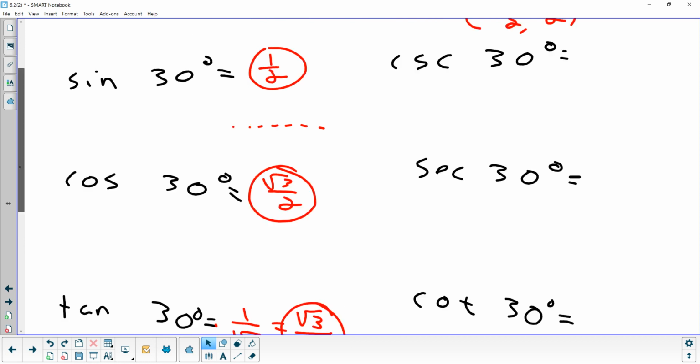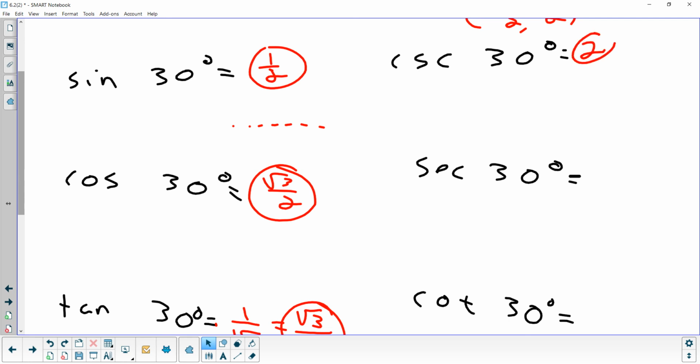Okay. How about Maddie? What's my cosecant? 2. Yeah, that's my cosecant. Lindsay, my secant. 2 over square root 3 before simplifying. Then it's 2 square root 3 over 3. Good.